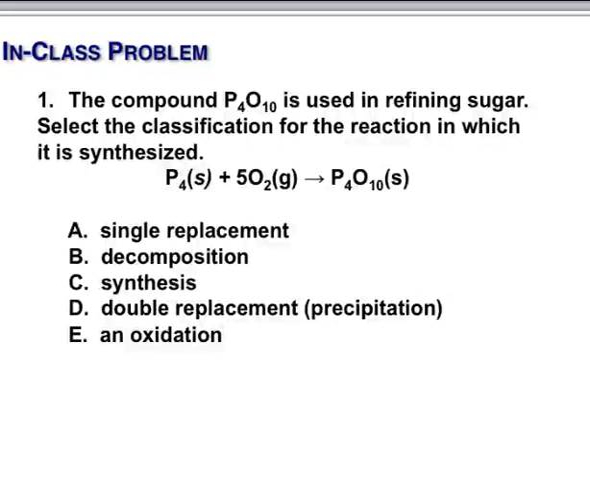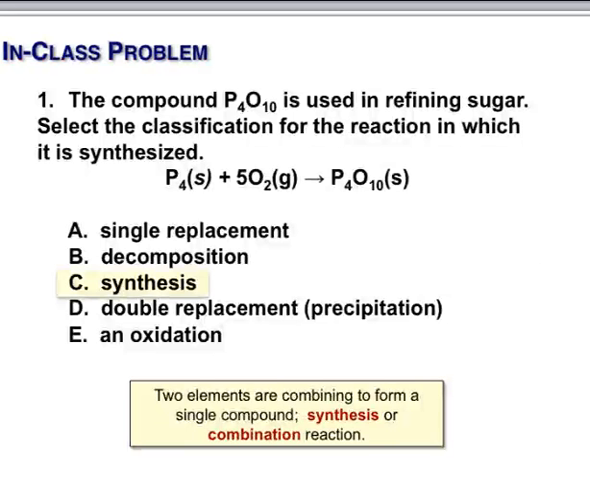All right. Very, very simple question. We're making tetraphosphorus decaoxide. We make that by reacting phosphorus solid with oxygen gas to give us P4O10. What is this type of reaction? It's a very simple question. All we're doing is taking 2 elements and making a compound. This is a simple synthesis reaction.